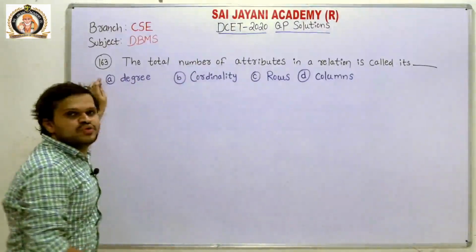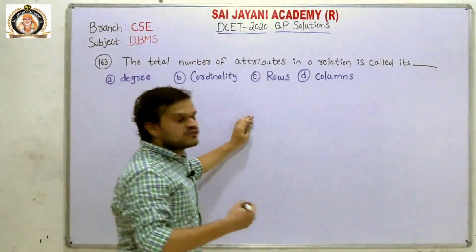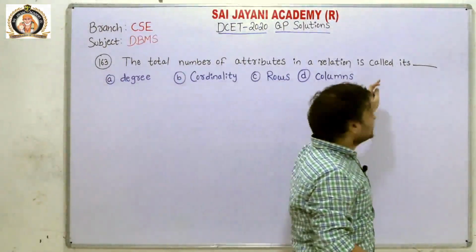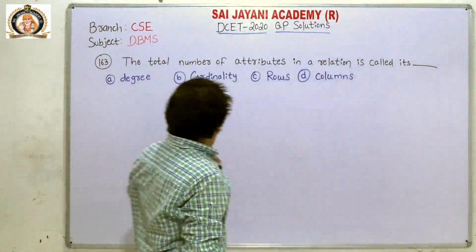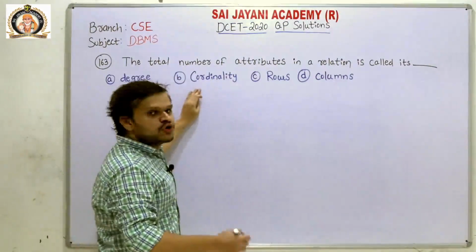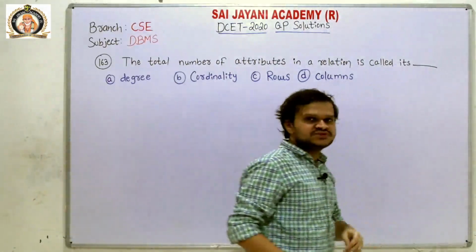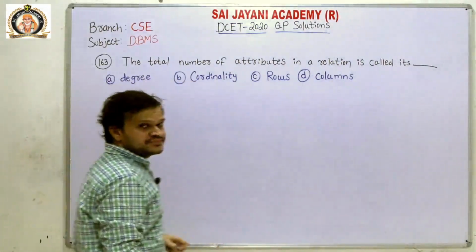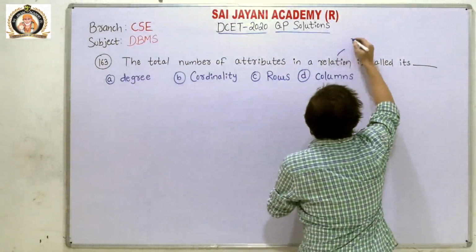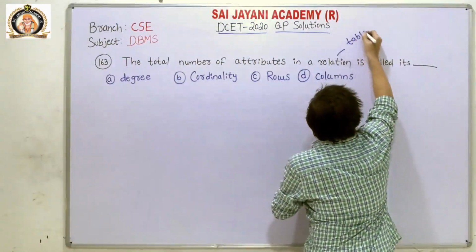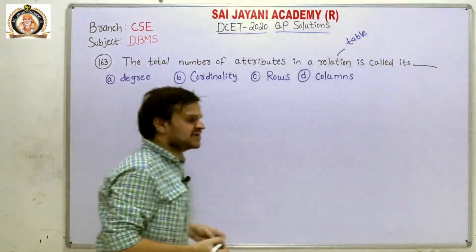Question number 163: the total number of attributes in a relation is called its dash. Option A, degree. Option B, cardinality. Option C, rows. Option D, columns. In this question, the relation is also called a table. That means both are the same.